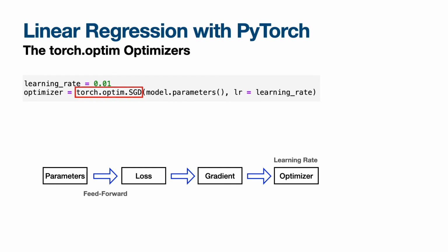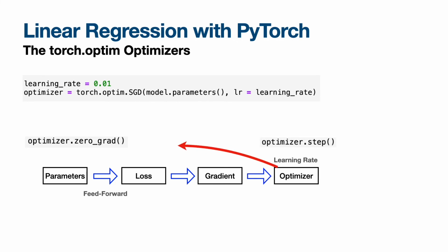To create an SGD optimizer, I'll pass the model parameters and a learning rate. First, we call optimizer.zero_grad to clear the gradient values. Then, we feed input values to the model and calculate the loss and the gradient. Finally, we call optimizer.step, which will update parameters using the gradient and the learning rate.